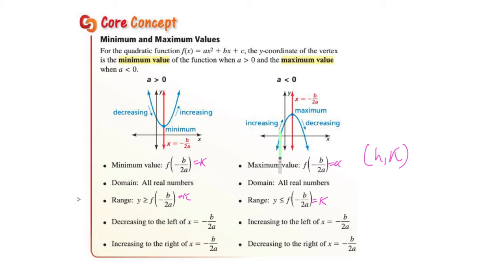If a is less than 0, so that means that a is negative, that's going to be a maximum. So my range is going to be less than or equal to that number right there. My graph, if a is greater than 0, is going to be decreasing on the left, until that point right there, and then it's going to be increasing on the right. And the change, the critical point, is that same value.